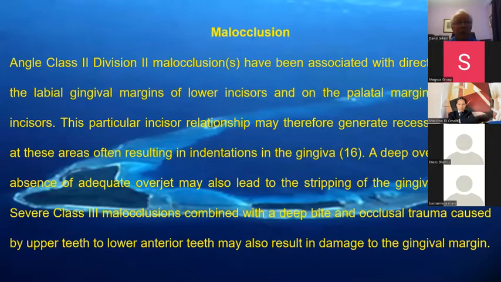Malocclusions: there have been studies showing that certain types of malocclusions, such as deep overbite, can cause tissue damage through the teeth, which may in turn result in damage to the gingival margin. Next slide, please.